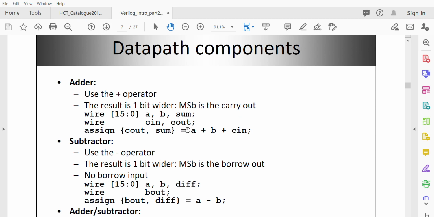So this is an adder. This adder is going to be synthesized into a chain of full adders, depending on the values. Subtractor, use the minus operator. Very simple. So same thing. The result is 1 bit wider. The MSB is the borrow out. There is no borrow input.